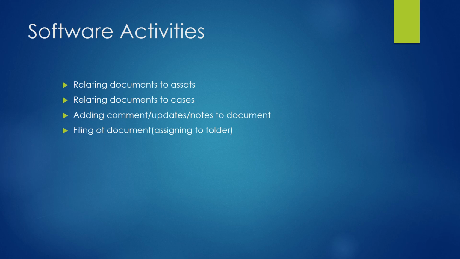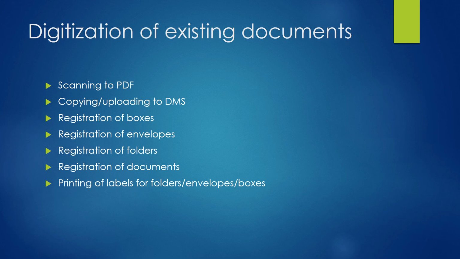Since new documents are not yet filed, the software can record the folder location where the physical document will be filed or archived. This is the procedure for digitizing the existing library of documents. First is scanning to PDF using a digitizer. Next is copying or uploading to a document management software.